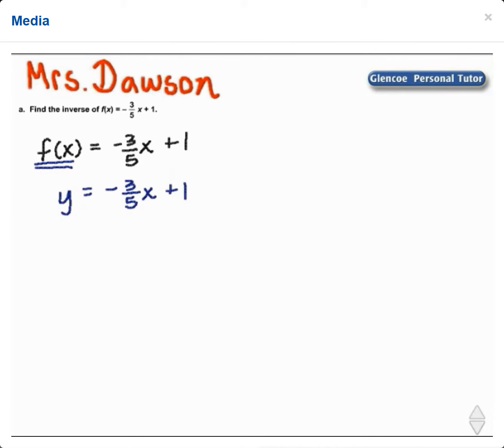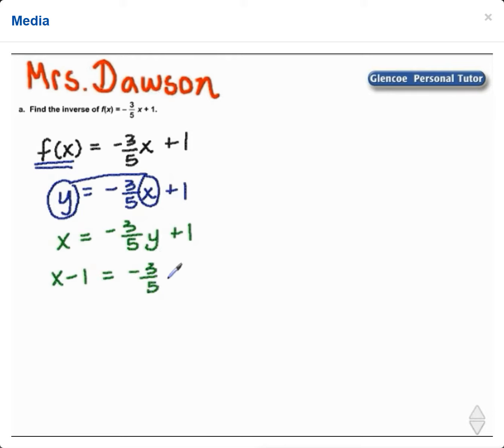In order to find an inverse, the first thing we want to do is exchange x and y. So our new equation is x equals negative 3/5 y plus 1. Our next step will be to solve for y. Subtracting 1 from both sides, x minus 1 equals the opposite of 3/5 y.